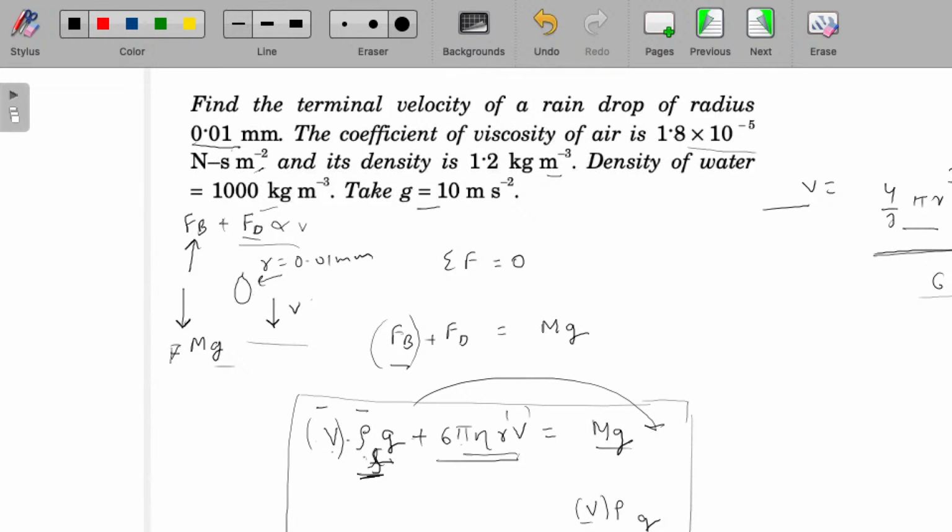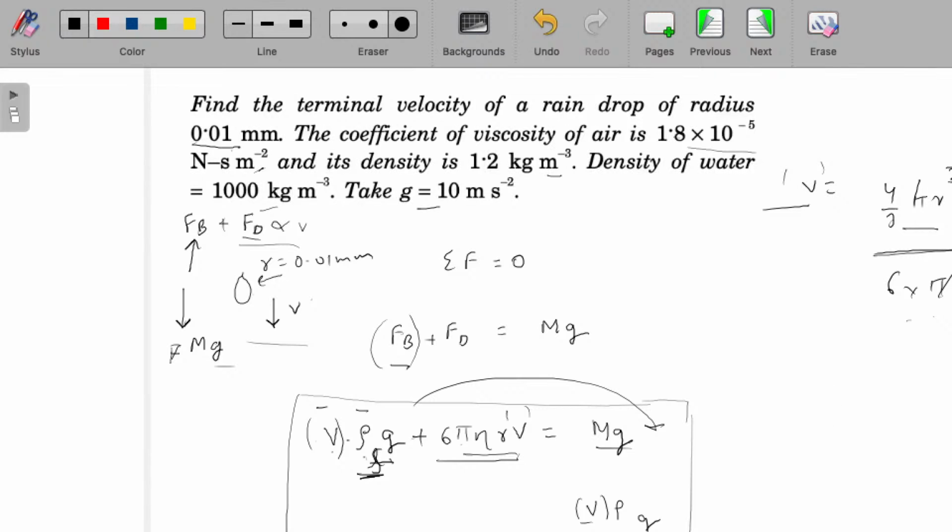So these values would therefore be equal to 6 into pi into eta. The value we have already seen here, 1.8 into 10 power minus 5, and so 6 pi eta R. So the R value is, let's keep it as R for now, 6 pi eta R. So you see R cube and R. So R cancels this and you get here R square. Pi cancels this, 4 by 3 by 6. If you solve all this, you will get the value of velocity V here, right?